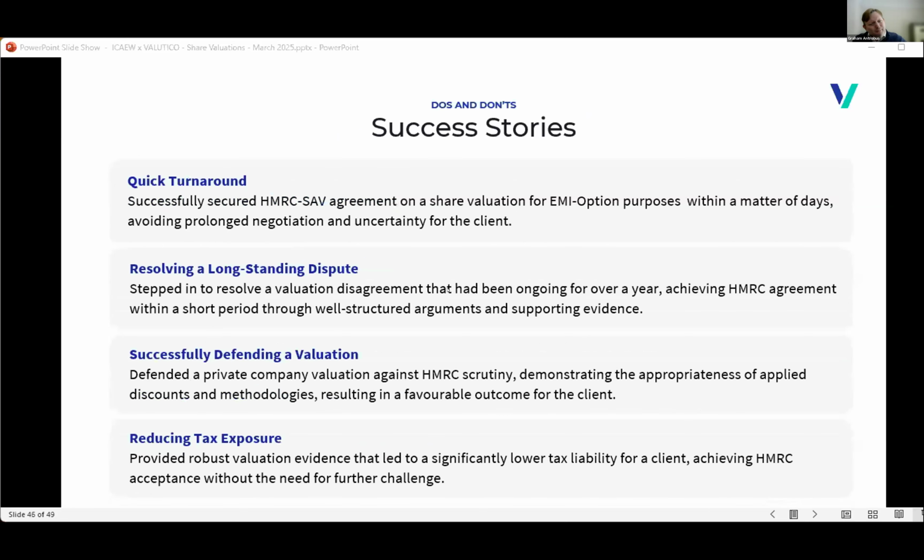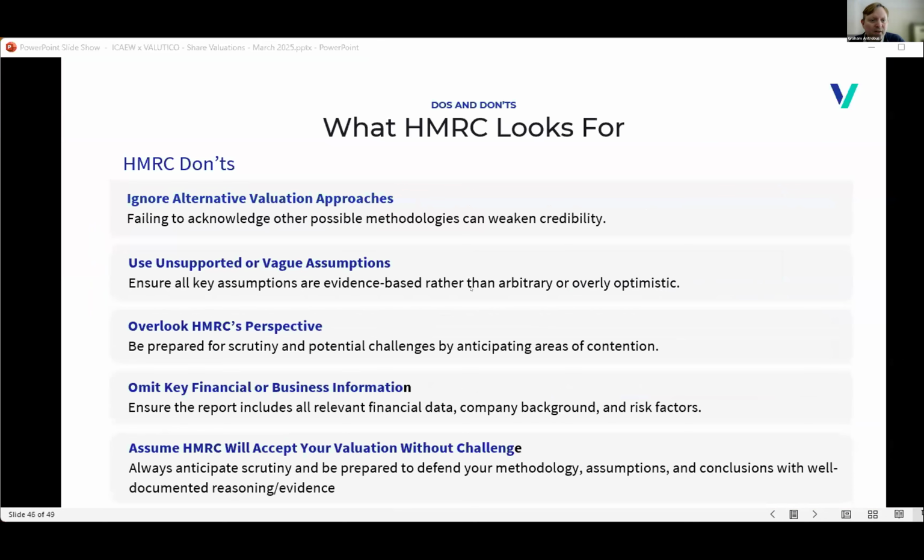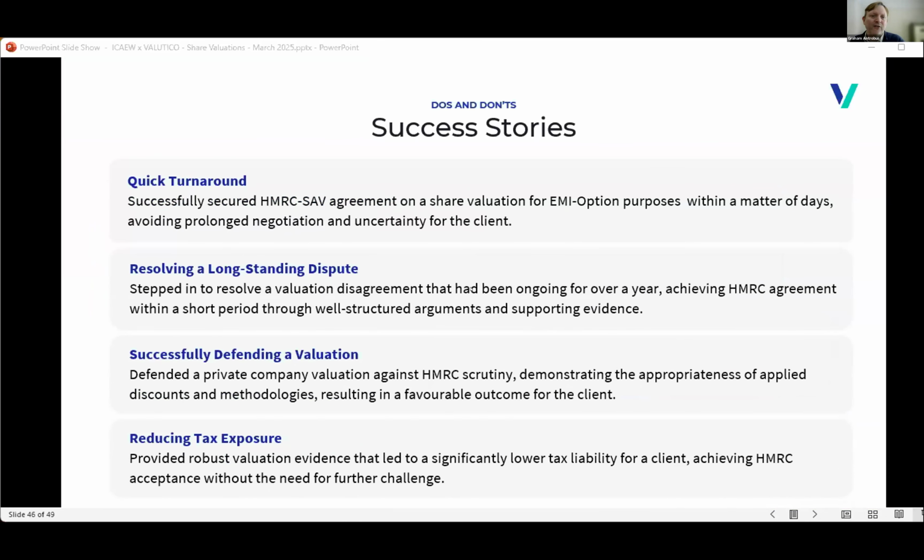I thought it's probably worth mentioning one or two success stories as one of our final slides. This is just a good example of how well-prepared valuation reports have made a real difference for our clients at Bruce Sutherland and Company in recent months. And the points I'd make here are, so, quick turnaround. In one case, we successfully secured HMRC agreement on a share valuation for EMI option purposes within a matter of days. It's probably one of the quickest turnarounds that we've seen for an EMI valuation, thereby avoiding prolonged negotiations and uncertainty for our clients. So that's a good outcome for us.